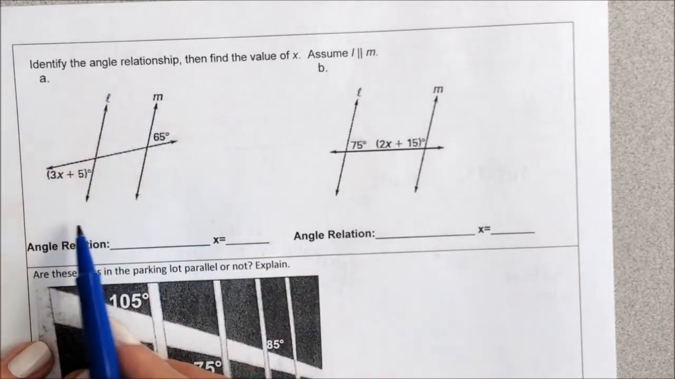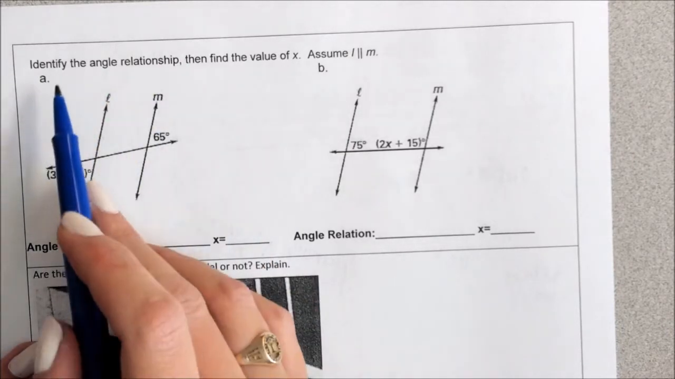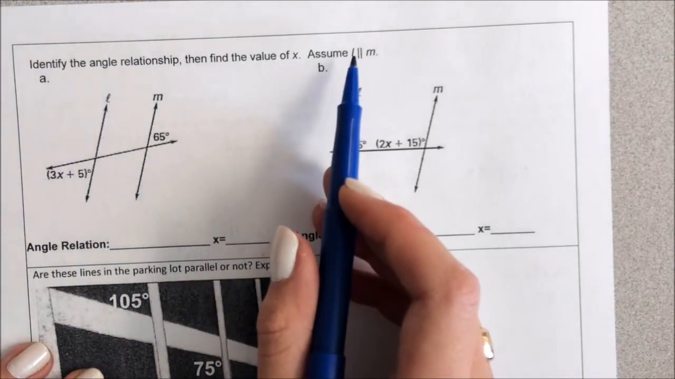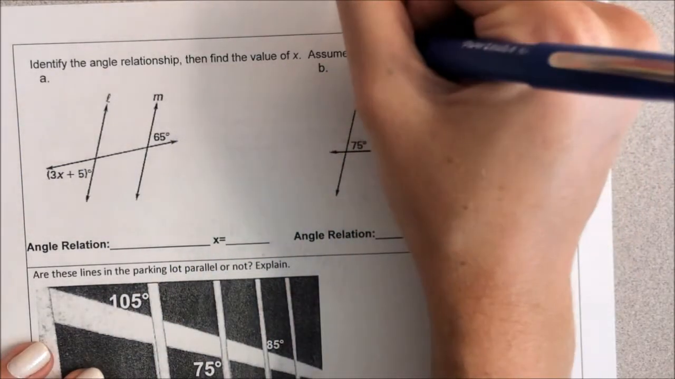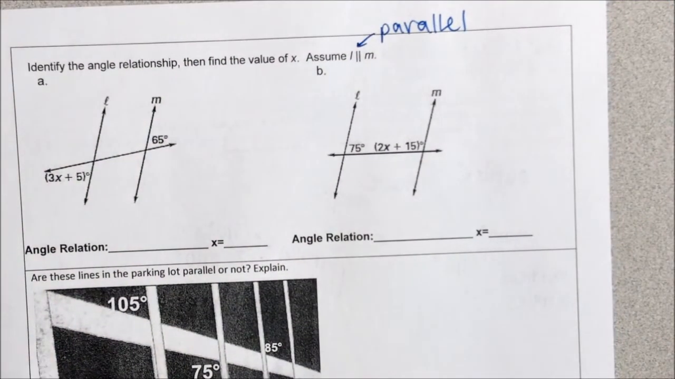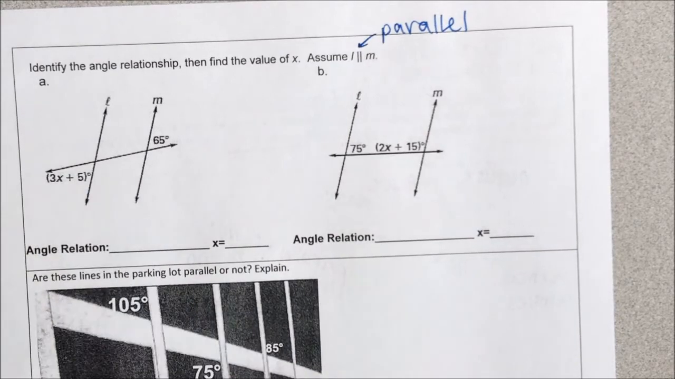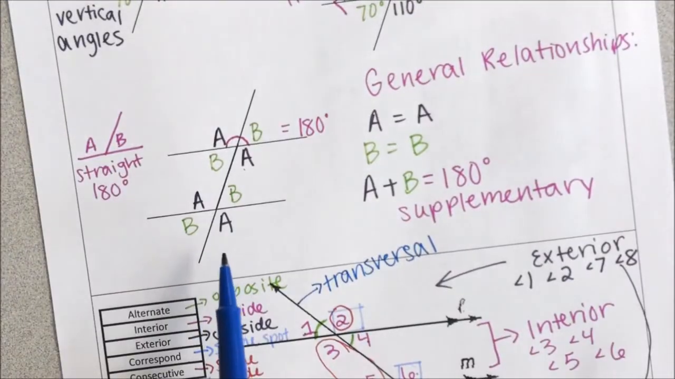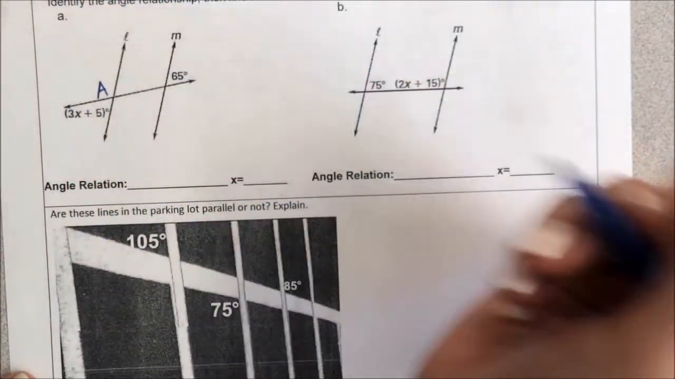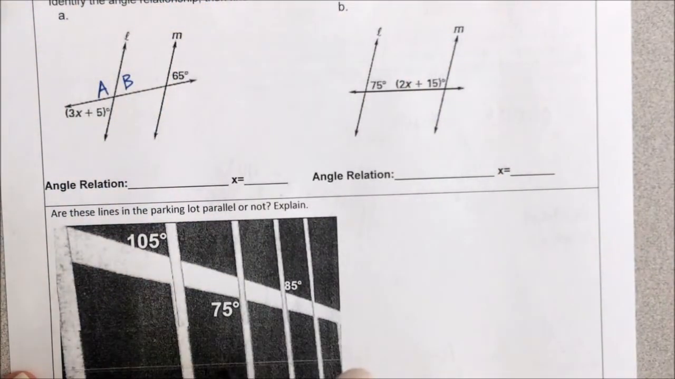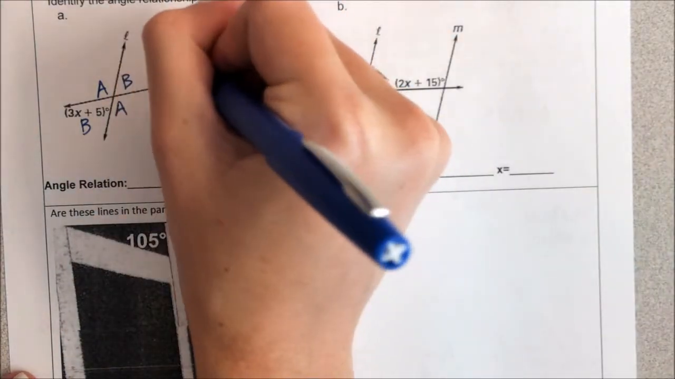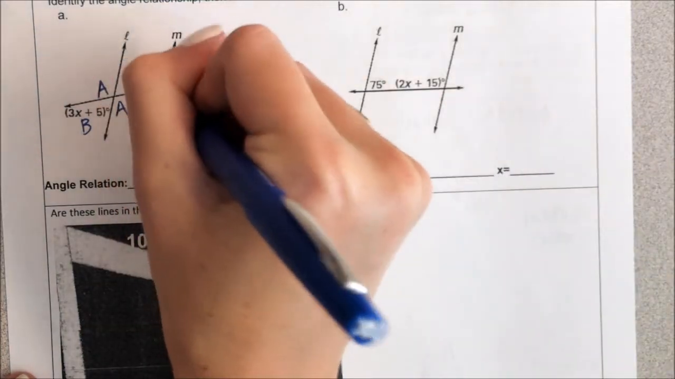So the first thing we want to do for these problems, I need to identify the angle relationship and find the value of x. I assume that L is parallel to M, so that means parallel. Alright, so the first thing I want to do is just like what we have here. I always start by labeling my A's and B's. So I label A, B, and then I switch B, A. A, B, B, A.